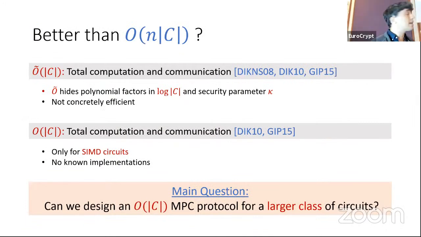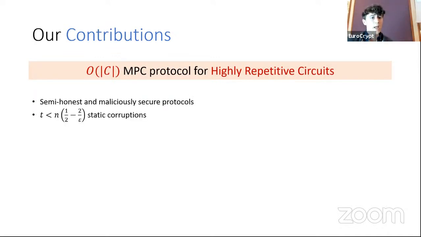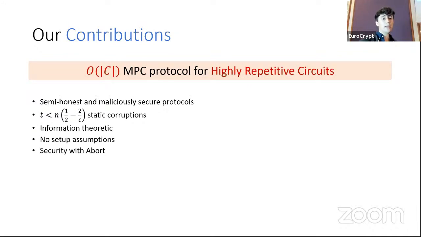So the main question in our work is, can we design an order C MPC protocol for a larger and more interesting class of circuits? So our contribution is that we give an order C MPC protocol for a class of circuits and functionalities we call highly repetitive circuits, which I'll give you a flavor of in just a moment. For our protocol, we give both a semi-honest and a maliciously secure version, and it is secure against t less than n over 2 minus a little bit static corruptions, where that little bit is a performance parameter that you can tune. We achieve information theoretic security with no setup assumption.